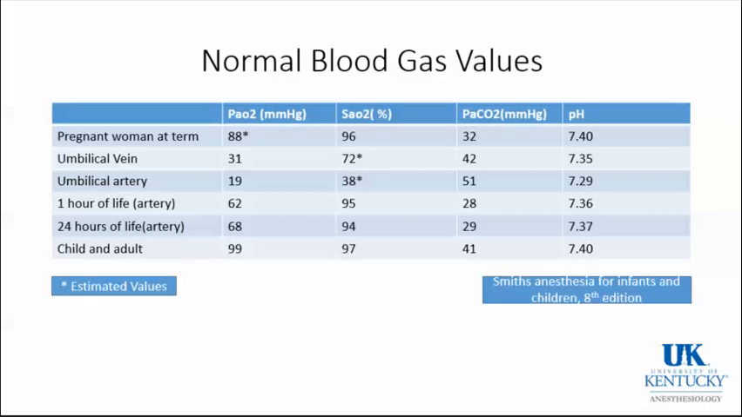You could get a question on blood gas of a newborn or blood gas of a fetus. The PaO2 in the fetus is around 19 millimeters mercury. The first hour of life is around 62, and by the time they're adult and children, it's 99. The other thing to remember would be the pH. In utero, it's around 7.29. First hour of birth, 7.36. And as they grow older, it comes to normal 7.4.